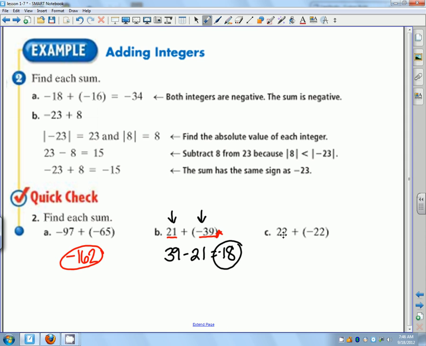Same thing here. I have 22 plus negative 22. Hopefully you can see that these are the same number, but one is positive and one is negative, so my answer is 0.